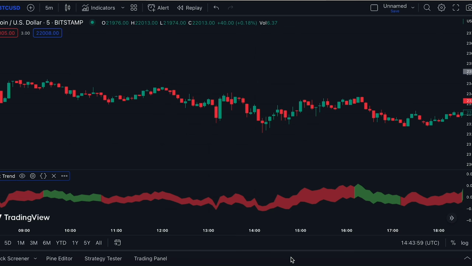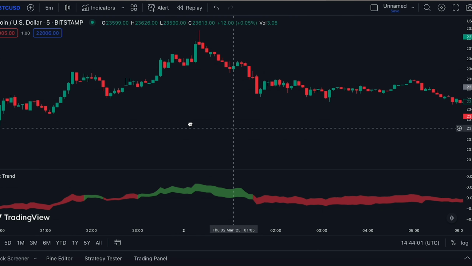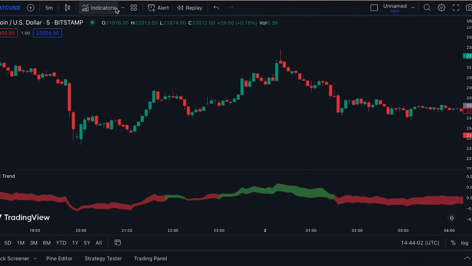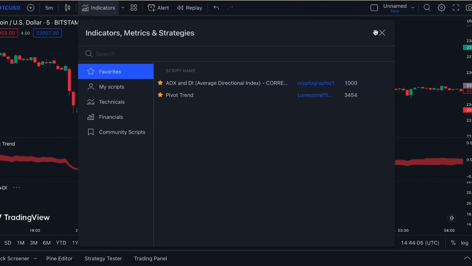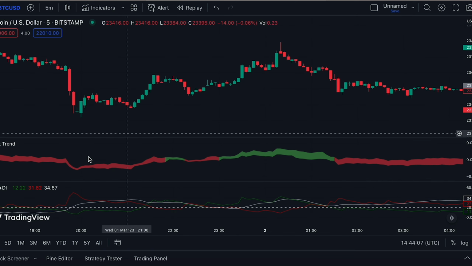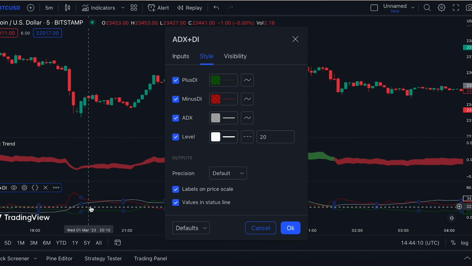Then, to make the indicator simpler to read, click on the Style settings and uncheck each plot. Let's now demonstrate a technique that the pivot trend can be used with by pairing it with another indicator. The ADX and DI indicator will be the new indicator that we introduce. Find the ADX and DI indicator, choose the one created by this TradingView user, and then add it to the screen. Toggle the ADX line off in the indicator's options now.